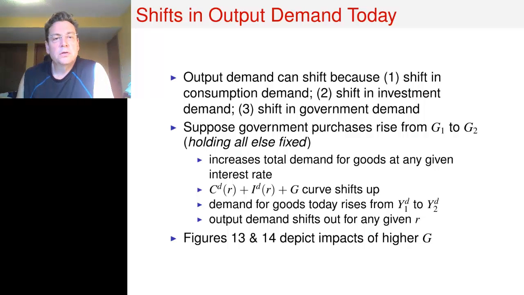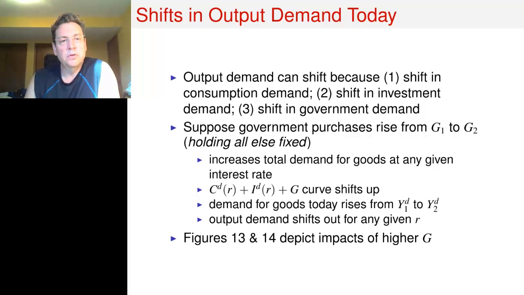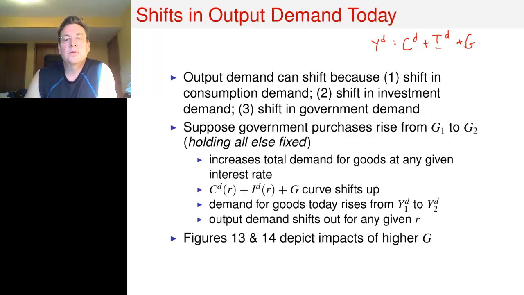We've derived the demand for goods today, and it was downward sloping when the real interest rate is on the vertical axis. And now we can ask what would cause this demand curve to shift. Well, there are three things that can cause it, because remember that total demand consists of demand by consumers, demand by firms, and the government. So of course, a change in any one of these three can generate a shift in the demand for goods.